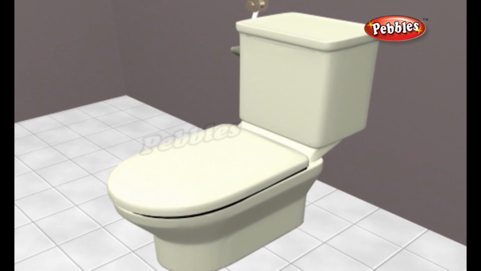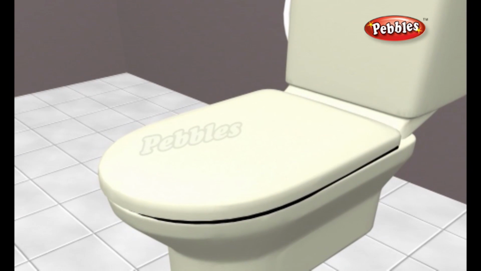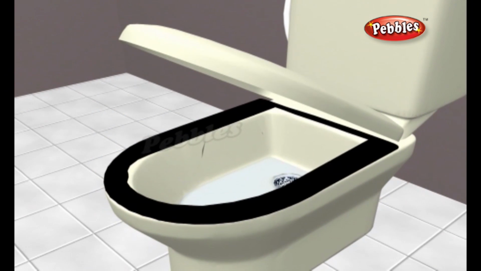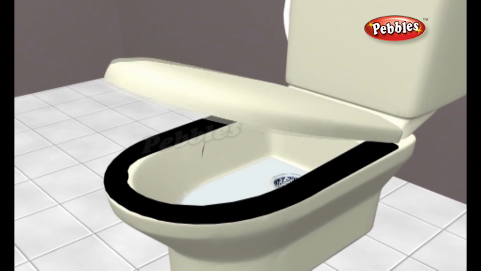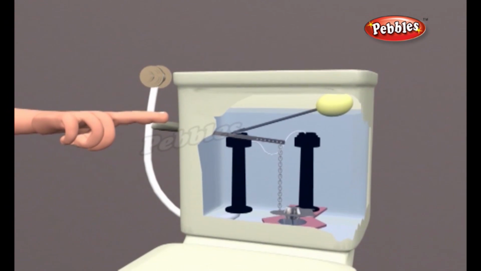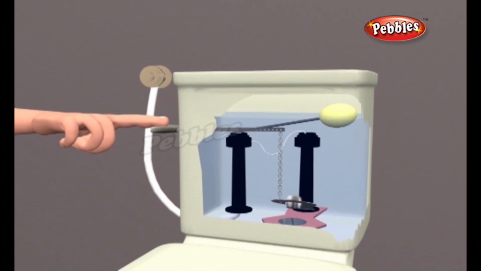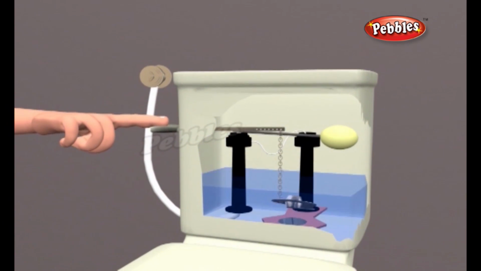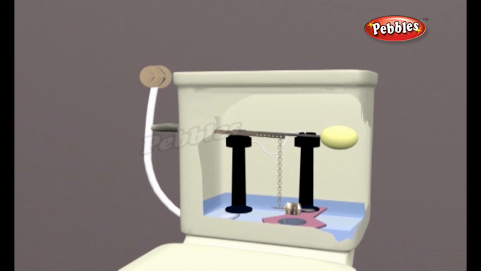The picture below shows a typical toilet. The toilet bowl usually has a ring-shaped seat on top, which is covered by the lid when not in use. The handle, or sometimes a button, is pressed to flush the toilet. The water used for flushing is stored in the tank. The tank contains some important parts.